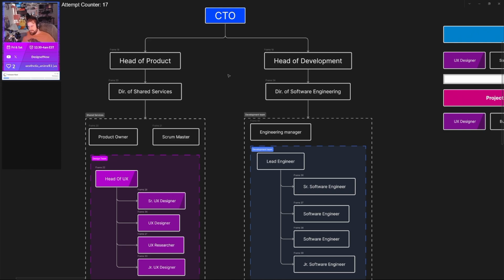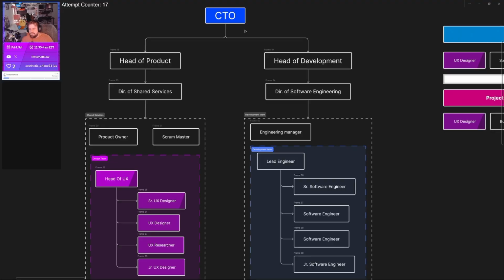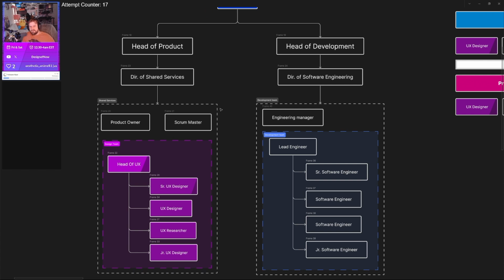From an organizational standpoint, you've got your chief technology officer, chief information officer, whoever is the head of technology for your company, at the top. Underneath them, you typically have two branches: someone in charge of product and someone in charge of development, because those tend to incorporate vastly different responsibilities and duties. On the product side, you have people like the director of shared services. Shared services is a broad term used to describe things like quality assurance, UX design, scrum masters, product owners, project managers, just really anybody who is going to be supporting multiple different teams at a time. And so they're not necessarily dependent on one specific group.